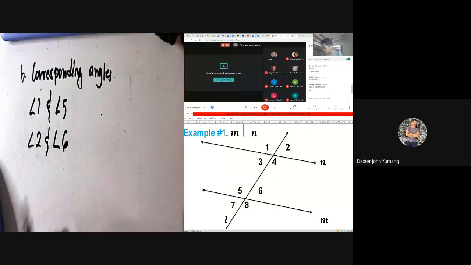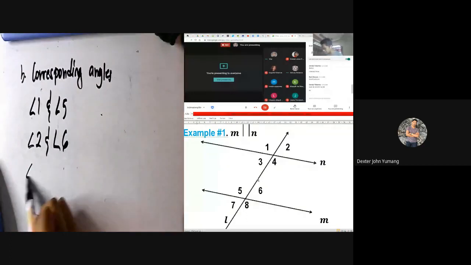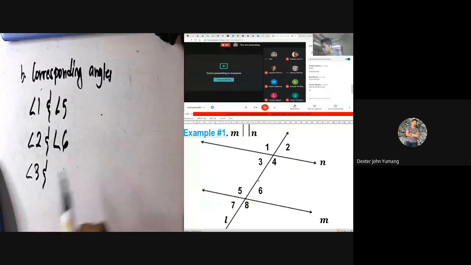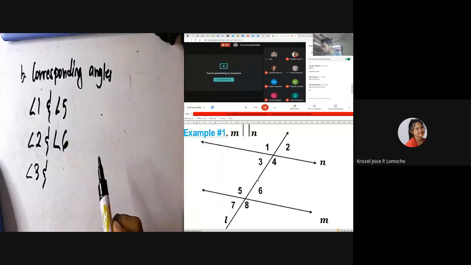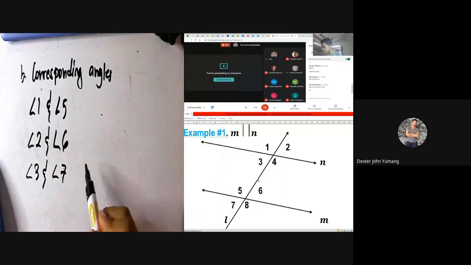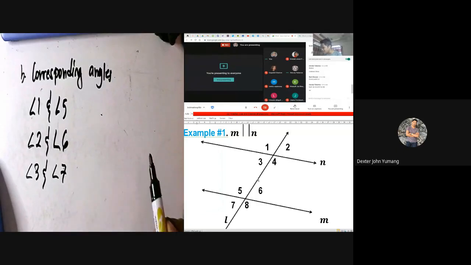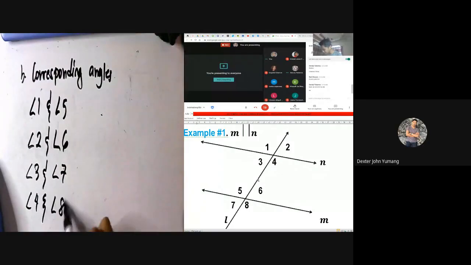Next, when it's inside or below, angle 3, what do you think is the partner of angle 3? Angle 7. Yes, that's good. Angle 7. Kuha na ang corresponding. Meron pa bang natitira? Angle 4 and 8. Yes, very good. Angle 4 and angle 8.